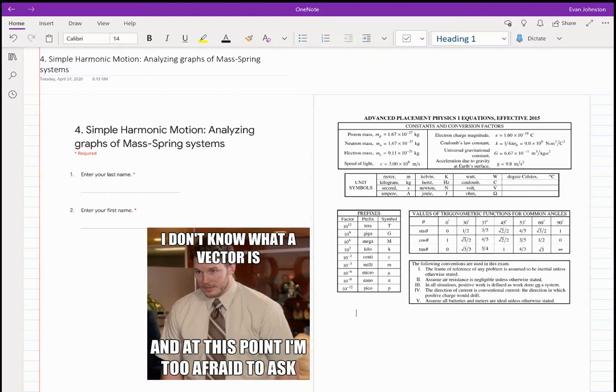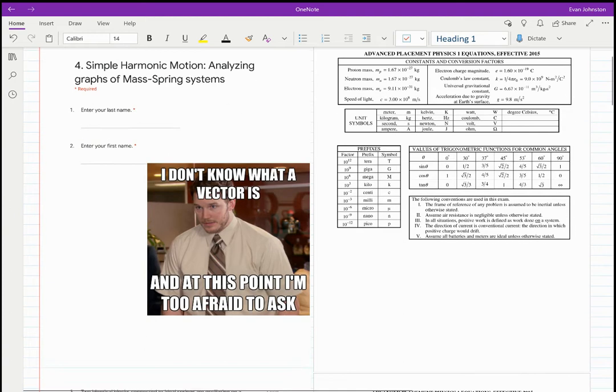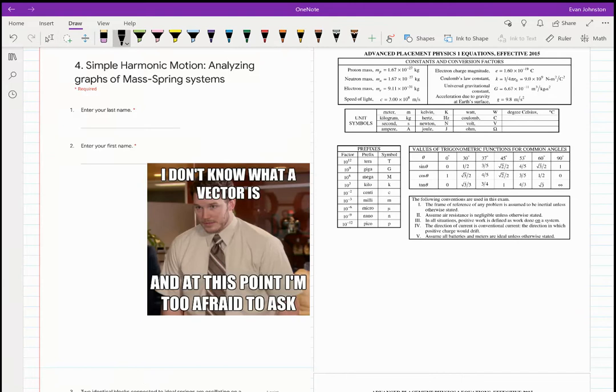All right, video number 4. So looking at graphs of mass spring systems. There's no pendulums here. We're not talking about those yet. Just looking at mass spring systems. Now that means it could be a horizontal harmonic oscillator or it could be a vertical harmonic oscillator.